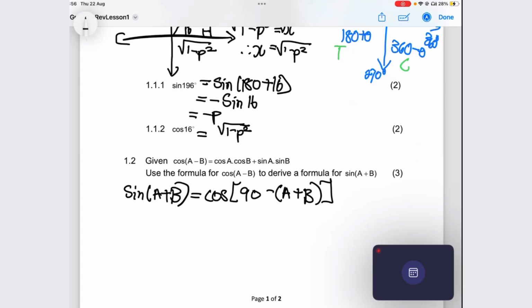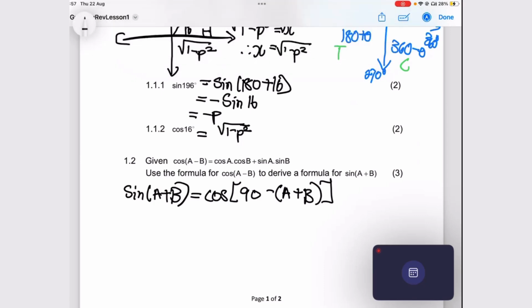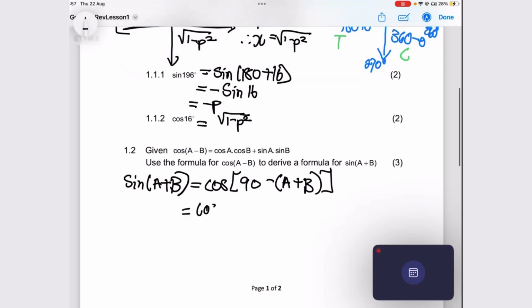which will simplify definitely to sine of A plus B, right? Because it's like you've got cos of 90 minus theta, which will simplify to sine theta. So you just need to look at A plus B as theta, right? Okay, so what we then go to do is write this as cos of 90 minus A, and then this will be minus B. This is because the negative is going to affect the first and the second term in the bracket, right?